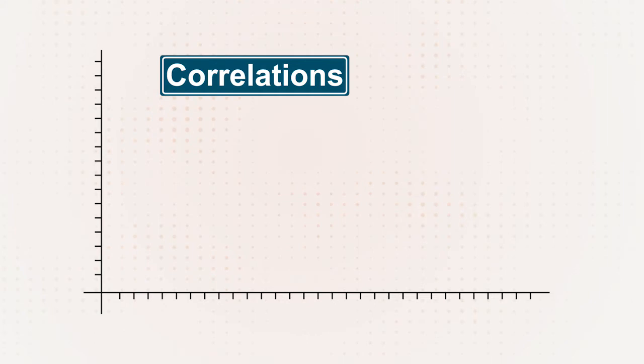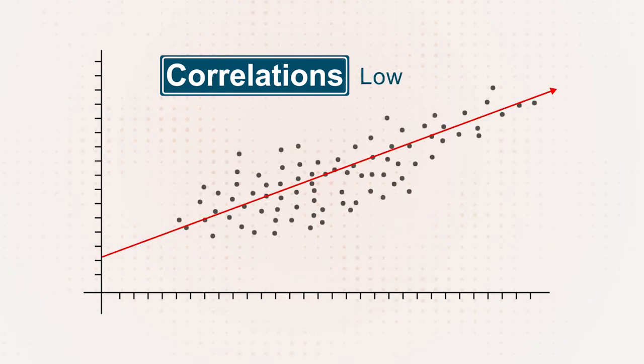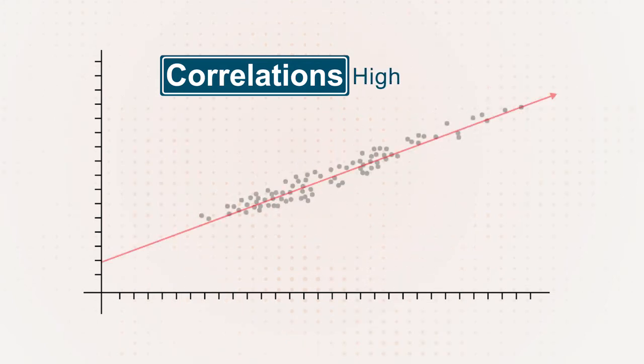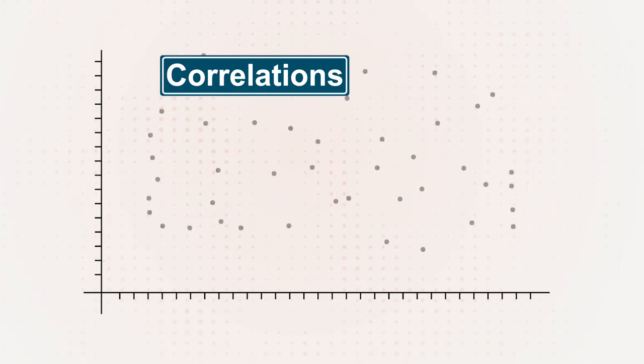If points in either seem to be loosely packed but still seem to follow a line, this is called a low correlation. This specific scatter plot would be a loose positive correlation. If points are very tight and follow very close to a line, it is a high correlation. This specific scatter plot would be a high positive correlation. Sometimes points seem to be randomly placed on a graph, which indicates that there is no correlation at all.